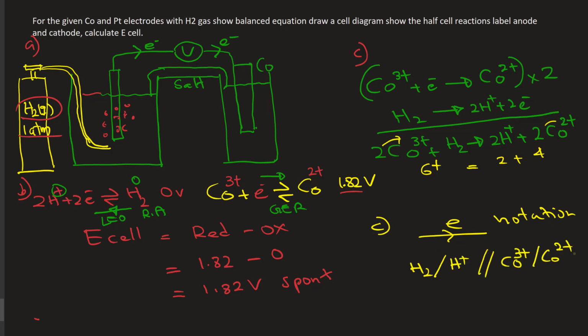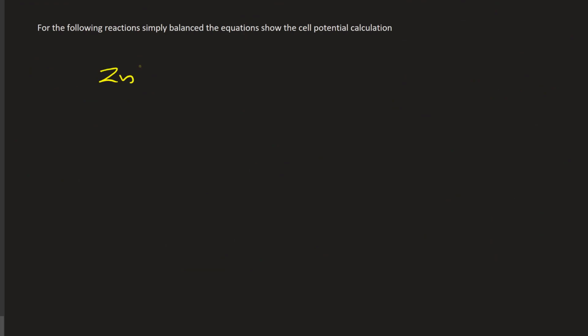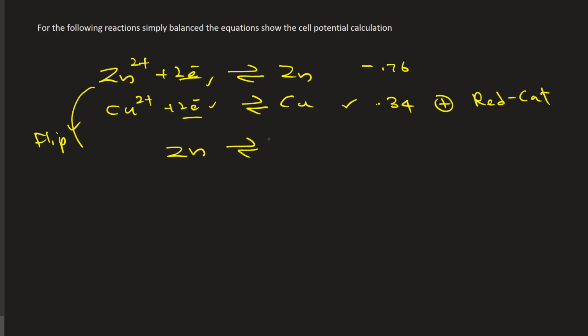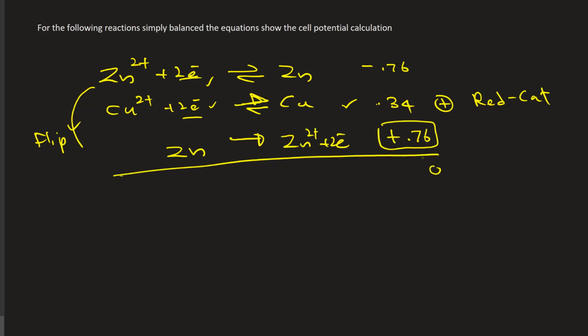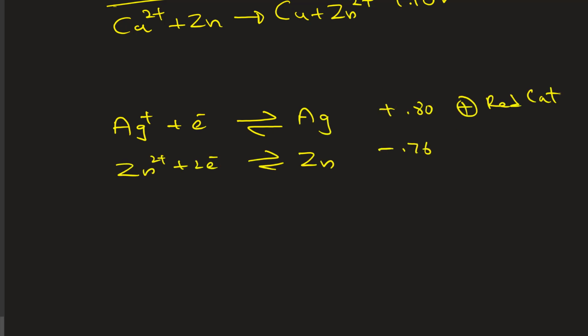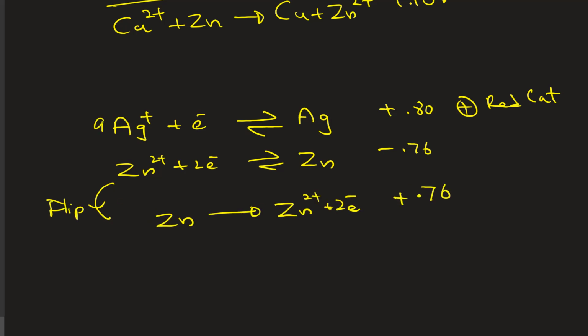Okay, now a few other things. These are straightforward, just writing the balanced equations. So zinc 2 plus goes to zinc, and copper 2 plus goes to copper, and then we can figure out which one, because zinc is negative, so we're going to flip that and add together, right? And likewise, look at the silver and zinc. The more positive one is silver, keep the silver, flip the zinc, and add together, right? But never multiply the electrode potential value, right? Only the sign and the direction you flip.